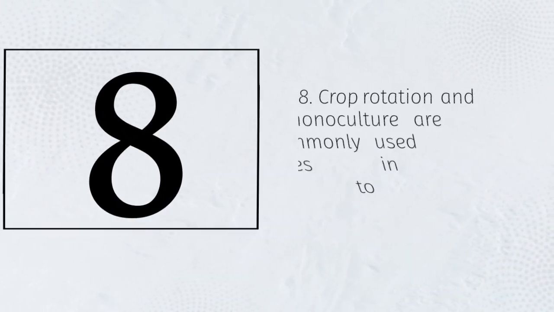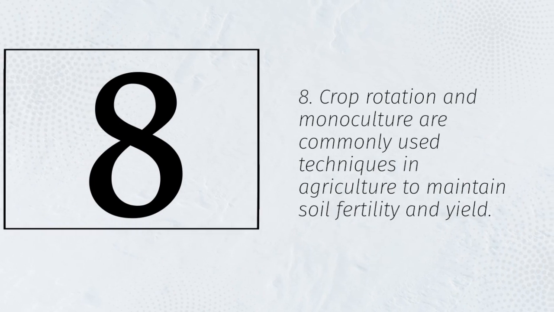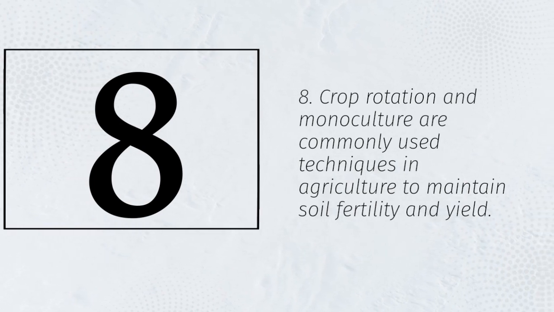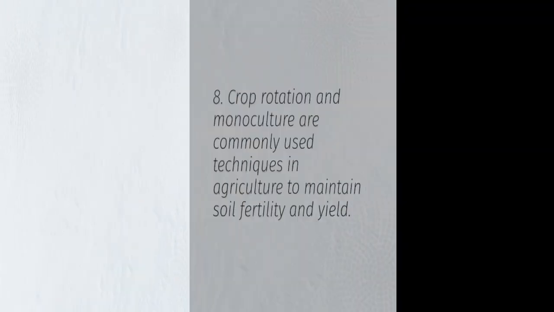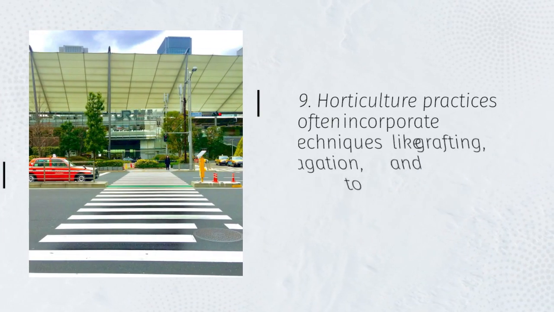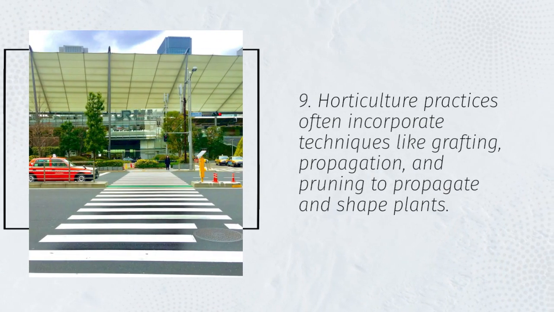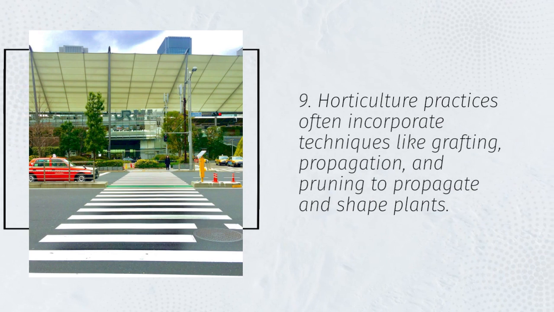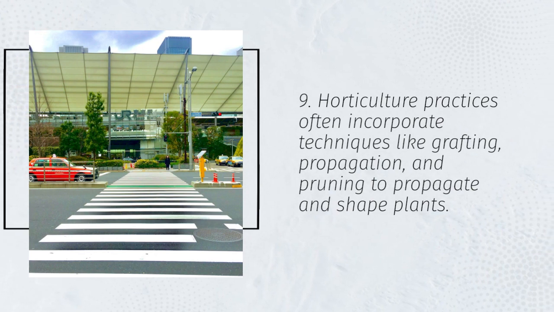8. Crop rotation and monoculture are commonly used techniques in agriculture to maintain soil fertility and yield. 9. Horticulture practices often incorporate techniques like grafting, propagation, and pruning to propagate and shape plants.